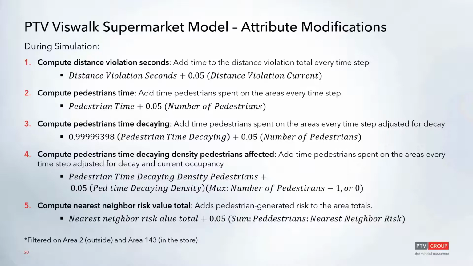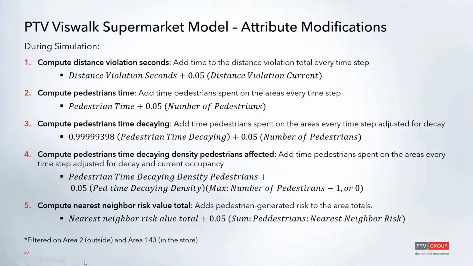So every 10th of a second, or every 20th of a second, we need to add 1/20th of a distance violation time. And so that's what that 0.05 is. And then we'll calculate the distance violation time. We'll compute the total time spent on an area. Every time a pedestrian is on an area, we'll add a 20th of a second.